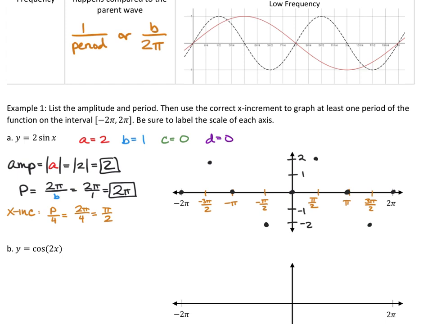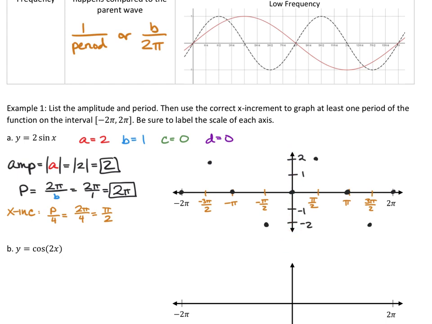So if you notice on your graph, we have 0, then pi over 2. We would have 2 pi over 2, but that's pi. 3 pi over 2, 4 pi over 2, that's 2 pi. And I do the same thing negatively. I've labeled my x-axis, then I'm good to go. I also labeled my y-axis to have an amplitude of 2.